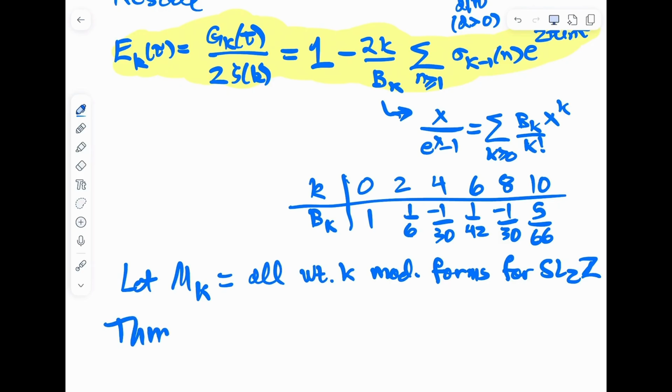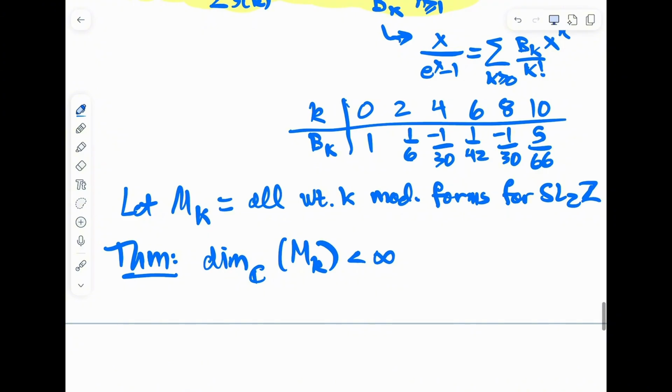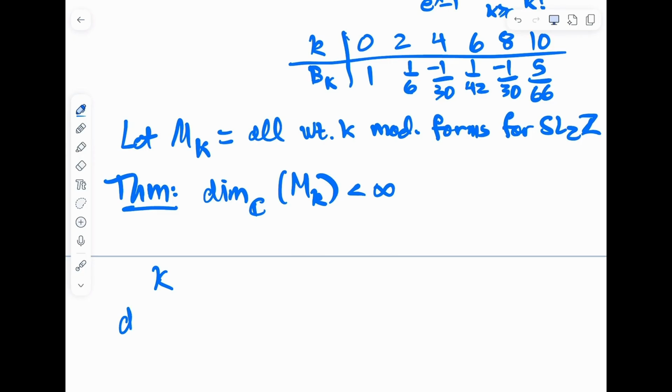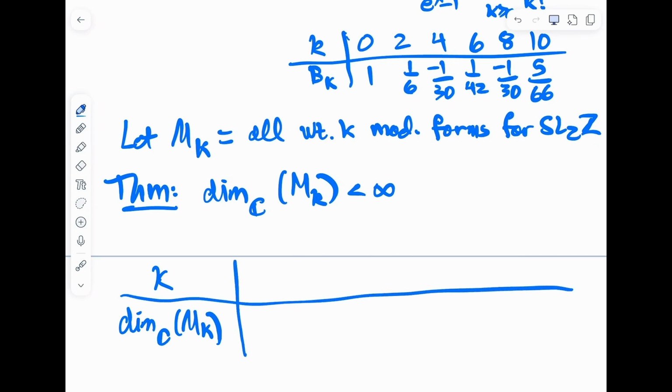Big theorem: over the complex numbers, they're vector spaces, they're all finite dimensional. Let me give you an example of some of the dimensions. This is not at all obvious that the dimensions are finite. You're defining these things by some analytic properties, and you're writing them out as power series with infinitely many coefficients, but the ones of a fixed weight, the totality of them is finite dimensional. So here, let me give you the first few, 0, 2, 4, 6, 8, 10, 12, 14.